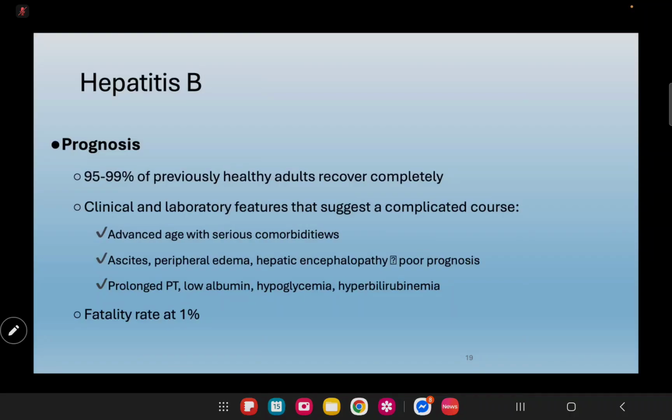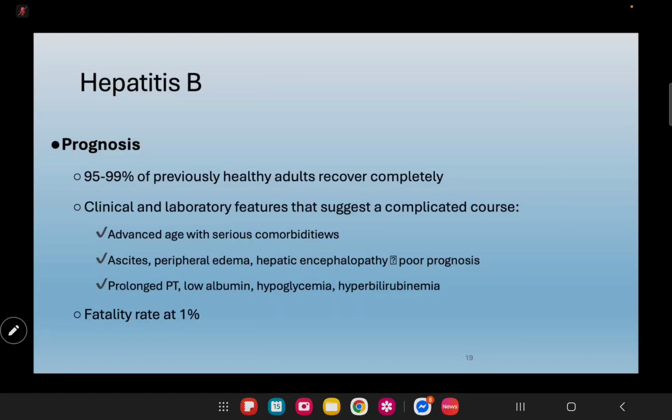Number one, if there is advanced age, mga tigulang, or serious comorbidities. Also, if there are clinical findings like ascites, peripheral edema, hepatic encephalopathy, and if there are laboratory findings like prolonged ProTime, low albumin, hypoglycemia, and marked hyperbilirubinemia. As you can see, all these are the liver function tests. Remember that if you have ascites, if you have peripheral edema, that would mean that there is decreased synthesis of your albumin, and albumin is synthesized in the liver.